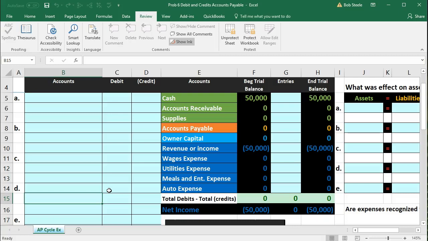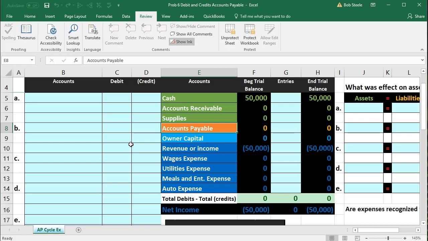Hello, in this presentation we will work a problem where we will focus in on the accounts payable or purchasing cycle. We will be recording transactions related to the accounts payable or purchasing cycle, meaning that we will be purchasing items on account or services on account and then paying for them at a future time.